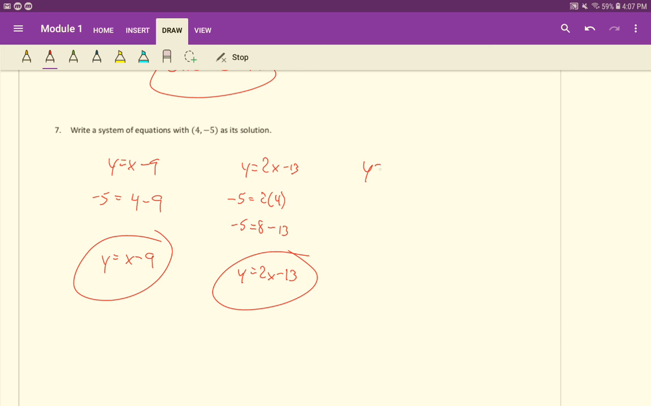Again, you could start with a lot of things. You could do 1/2 x, you could do y equals 3x, you could do y equals -1x, and just add something in here to make this work.